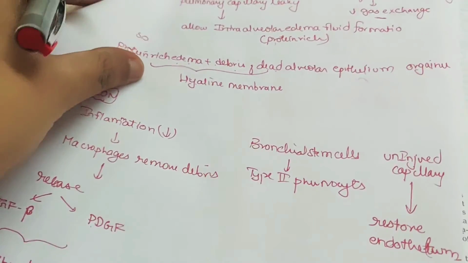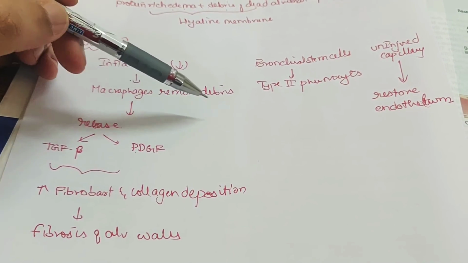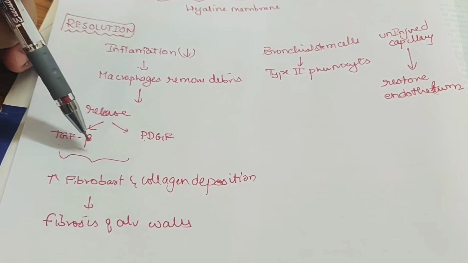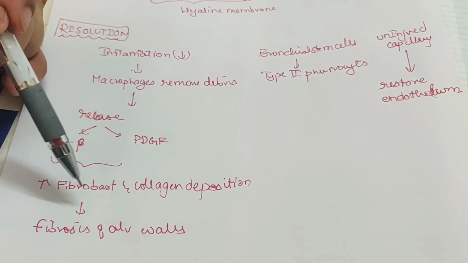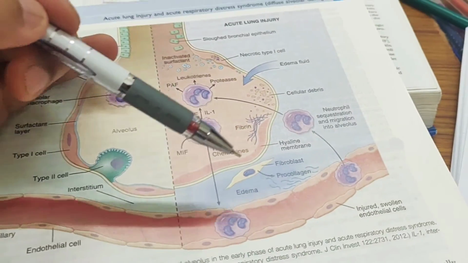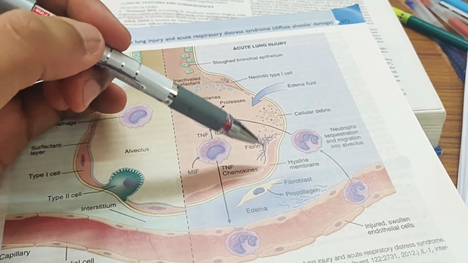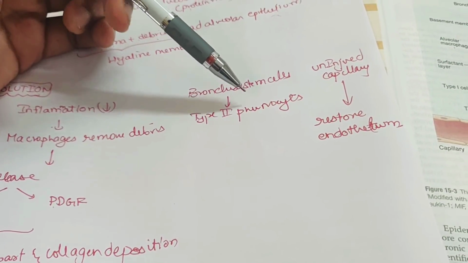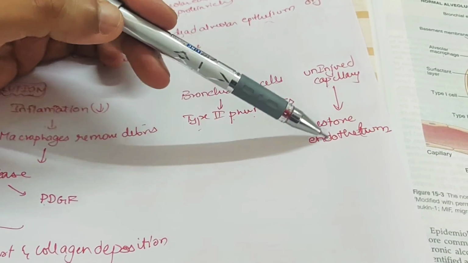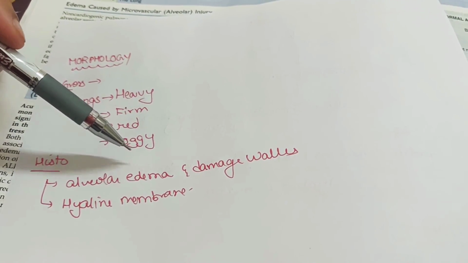Next, coming to resolution of the disease. After some time there is decreased inflammation. Macrophages remove the debris, and release TGF beta, that is transforming growth factor beta, and platelet derived growth factor. This increases fibroblasts and collagen deposition, and fibrosis of the alveolar walls occurs. You can see the fibrin gets deposited on the walls, and it removes the hyaline membrane and causes fibrosis. Next, bronchial stem cells will replace the type 2 pneumocytes, and uninjured capillaries will grow and restore the endothelium. That is the resolution.